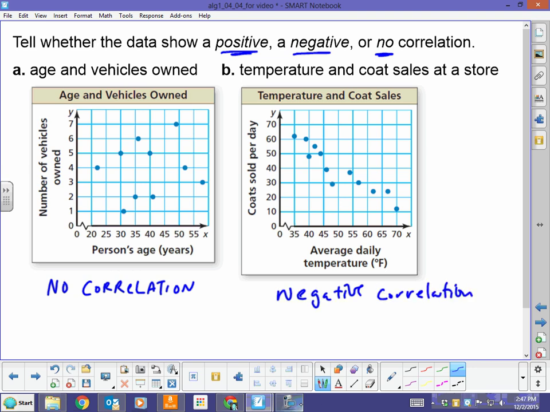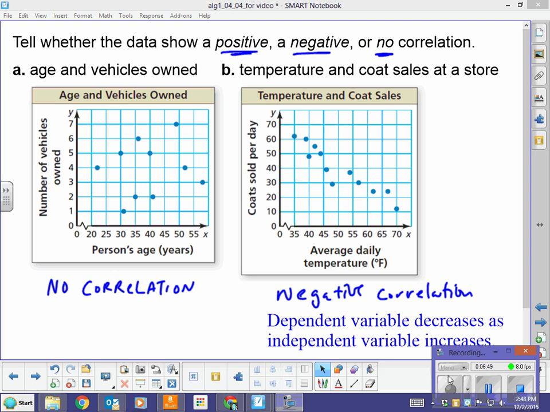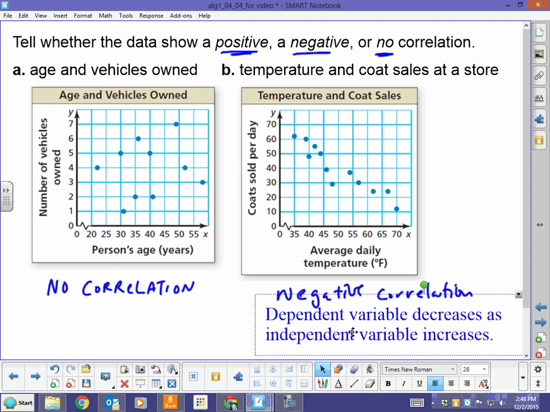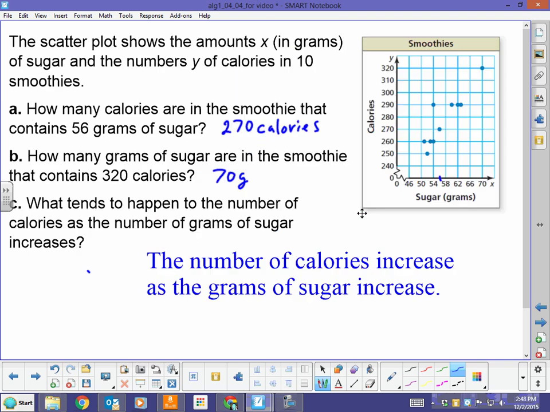A negative correlation. And there you go. Again, the dependent variable, the y values, decrease as the independent variable increases. If we go back and look at the previous example, this is a positive correlation. The calories increase as grams of sugar increase. The y variable increases as the x variable increases. This is a positive correlation.